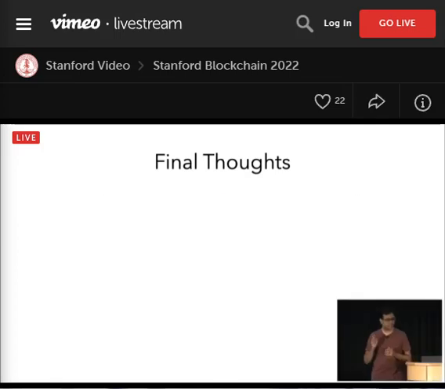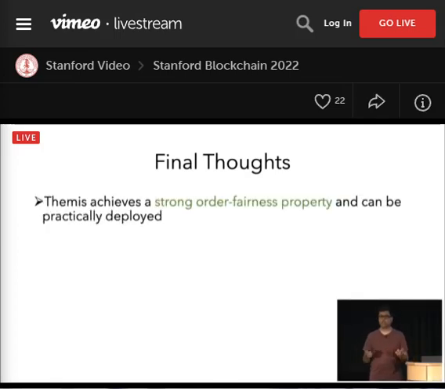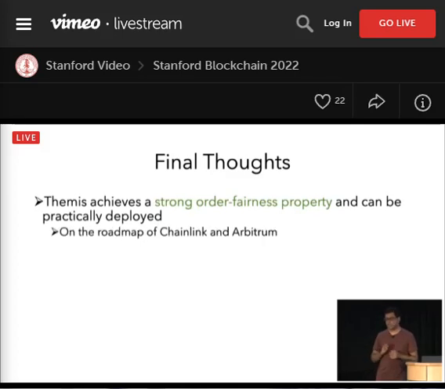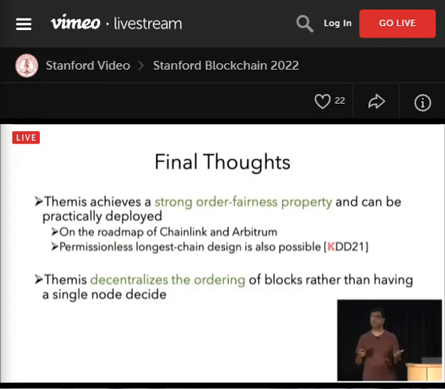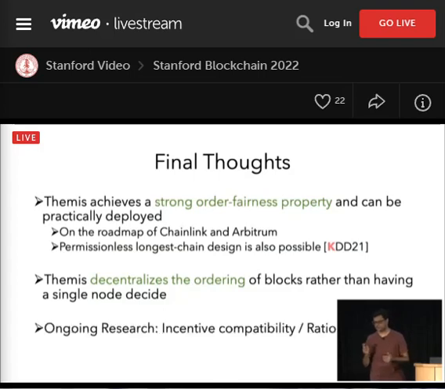To conclude with some final thoughts, Themis continues a line of exciting work, in my opinion, which achieves strong ordering properties and can be practically deployed. Themis is on the roadmap for deployment in both Chainlink and Arbitrum. We also have another work which does order fairness properties for more permissionless or longest-chain designs. You can think of Themis as decentralizing the ordering of blocks rather than having a single node or single miner decide. So this is basically decentralization as a virtue of its own.